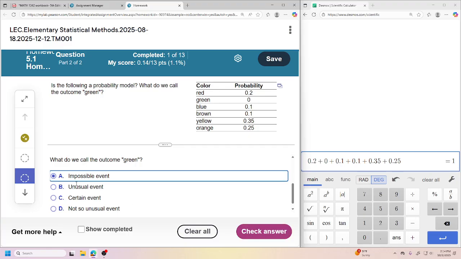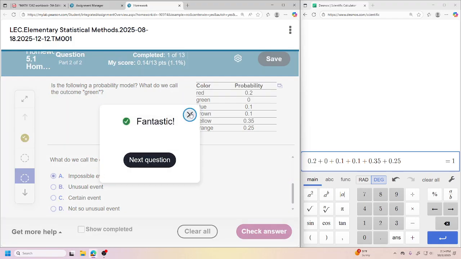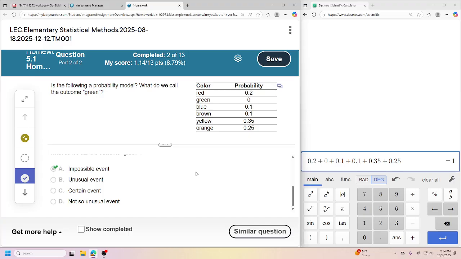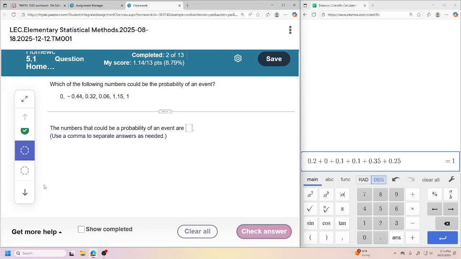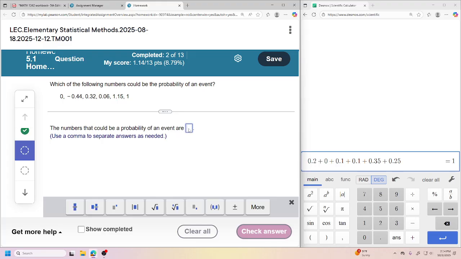Impossible. Unusual indeed, but even more it's impossible. But you're correct. It's actually unusual as well. It's both. But yeah, impossible because of 0. Yep. Cool. Keep cruising.